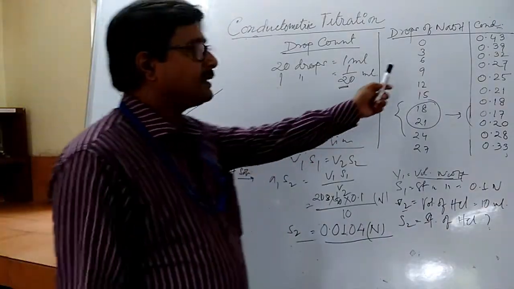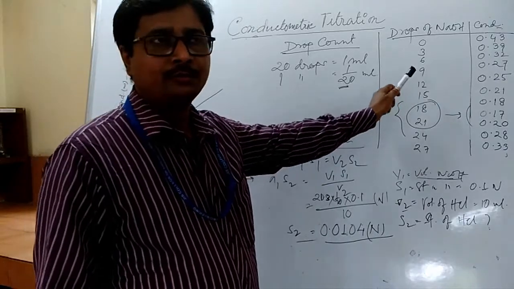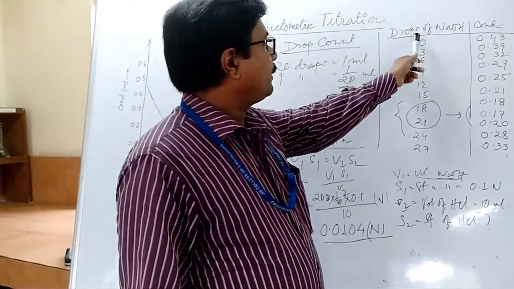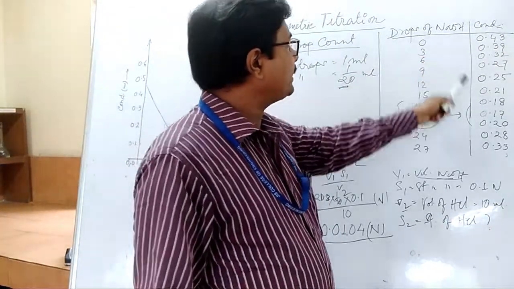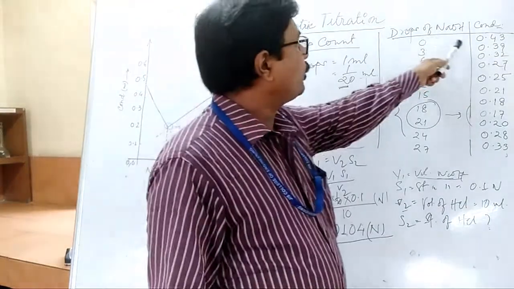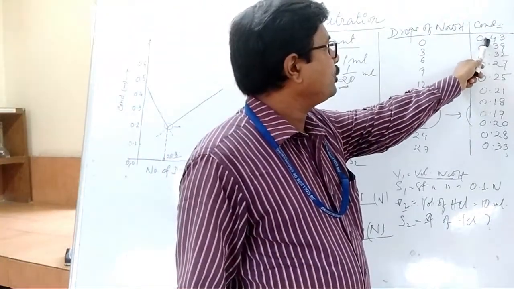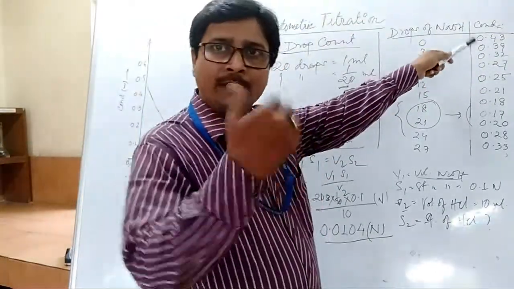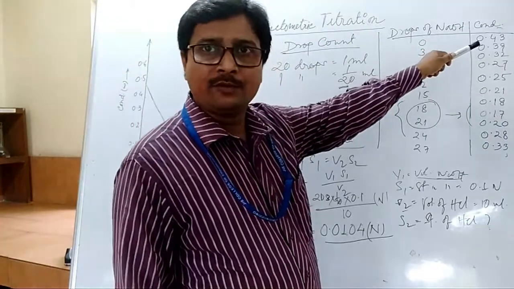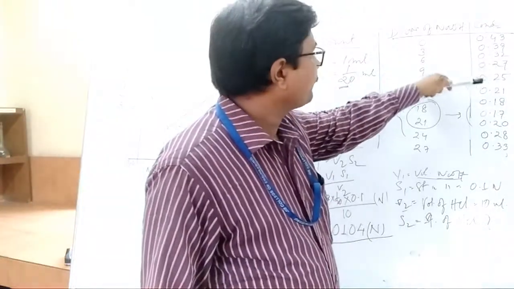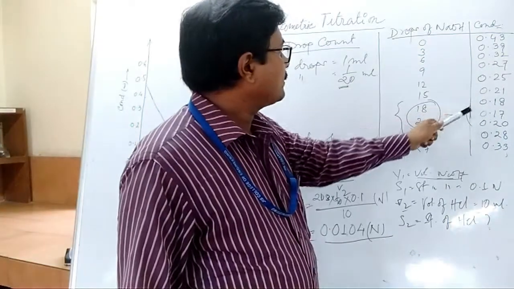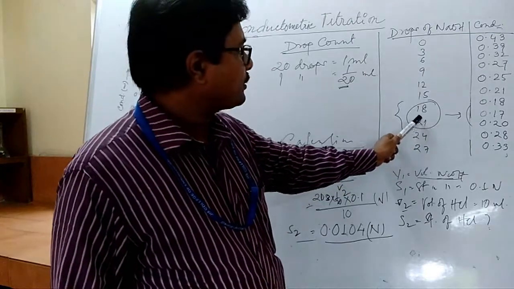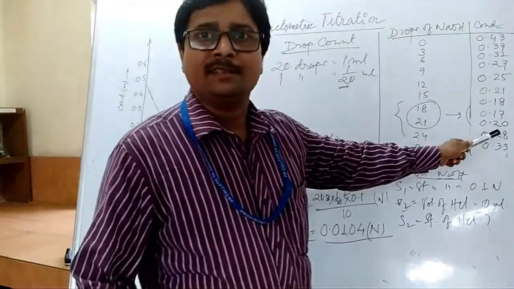Now suppose this is the table, whatever readings you got: drops of NaOH and conductance value. First of all, you see in 0 drops the conductance is maybe 0.43, which is higher conductance due to the H plus ion. Whenever we start adding the NaOH from the burette, it starts decreasing. Up to 18 drops it is decreasing. Then at 21 drops, it starts increasing again.